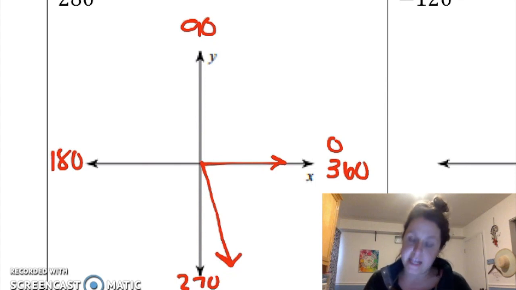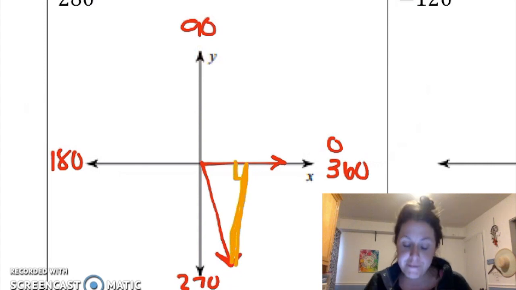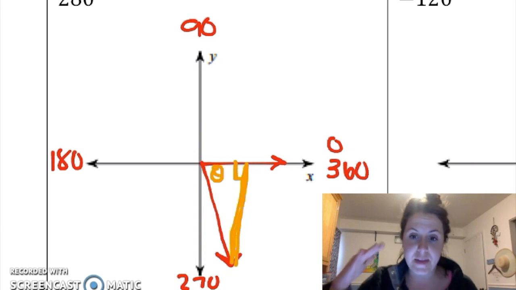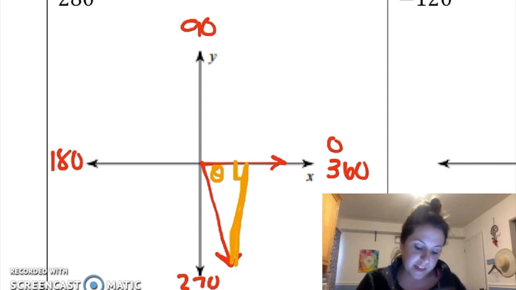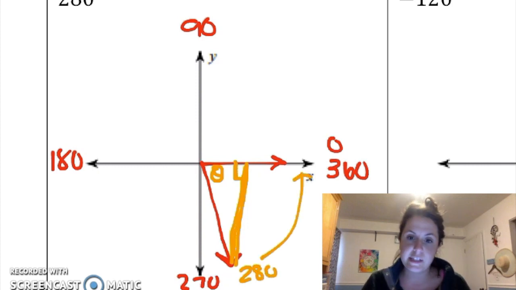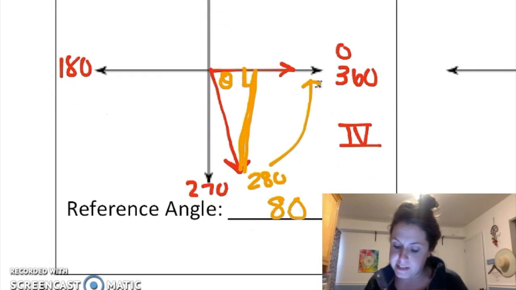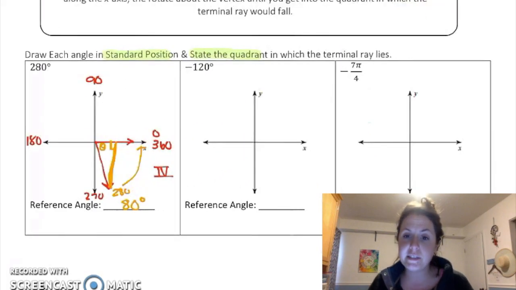And then what is the reference angle? This is where I would urge you guys to be drawing your bow ties, right? This bow tie would come up to the x-axis, and that should make a right angle. The reference angle is the size of this angle. What we're always doing is finding the amount of rotation from that terminal side to the x-axis. So if this is 280, and I want to know how much more I'd have to rotate to get to 360, I'm just going to do 360 minus 280, and so that reference angle is 80 degrees. Remember that you're always going to the x-axis.